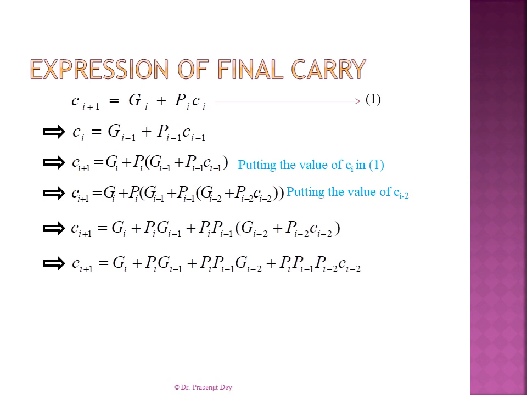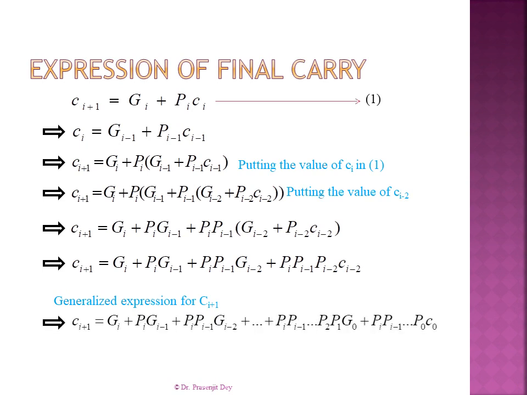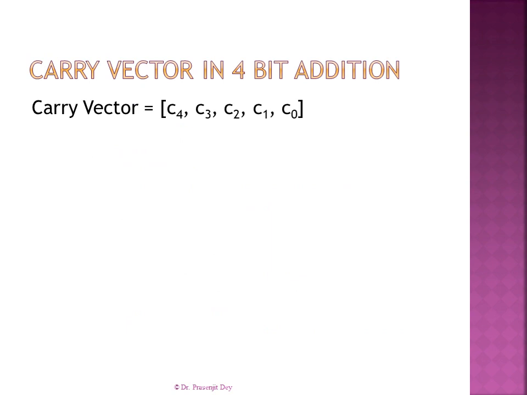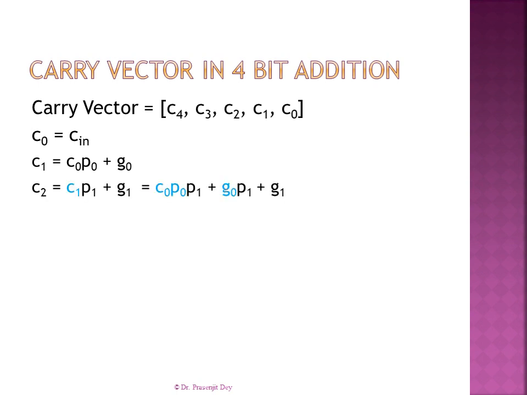Now, if we want to get a generalized expression of Ci plus 1 with respect to the initial carry C0, then the expression will look like this. So, if we want to perform 4-bit addition, then there will be 5 carries from C0 to C4, and you can put that in a carry vector. So, it will look like this, where C0 is the initial carry, and from there you can compute the first carry C1 with the expression C0 P0 plus G0, where P0 is the 0th propagation carry and G0 is the 0th generated carry. From this expression we can again compute C2.